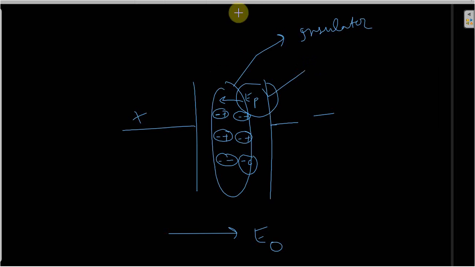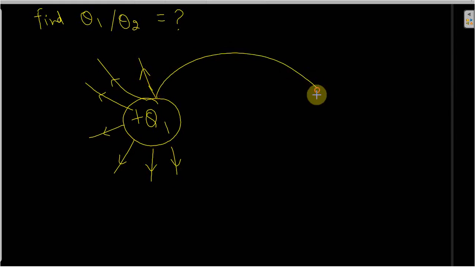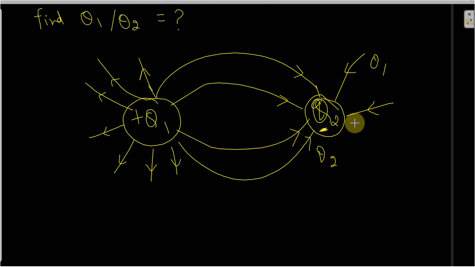We will do one numerical problem based on electric field lines. Let us consider we have a Q1 charge. We have to find the ratio of Q1 and Q2, that is, Q1 by Q2. So now you can see here this is the positive Q1 charge, and these are the field lines, and these field lines are going inside this Q2 charge. So these field lines are entering the Q2 charge, and here also some field lines are there. Because these field lines are entering, it means this Q2 is negative.